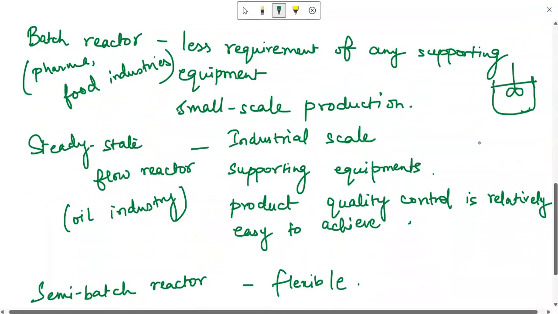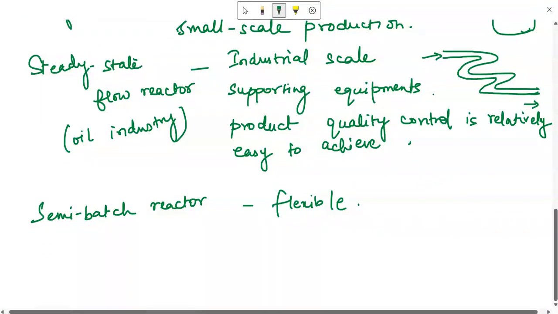For the steady state flow reactor, let's say you have a tubular reactor with some bends. So, throughout the length of the tube, the reaction occurs, and the composition at any point remains unchanged with time. But within the batch reactor, the composition will change. It is a dynamic system, it changes with time. But over here, it achieves a steady state. Okay, this is for a steady state flow reactor.